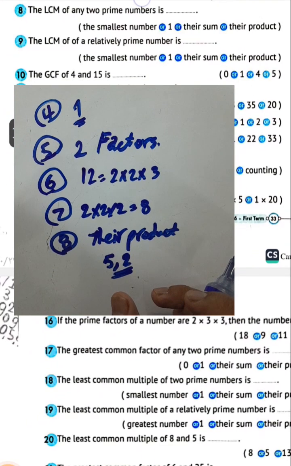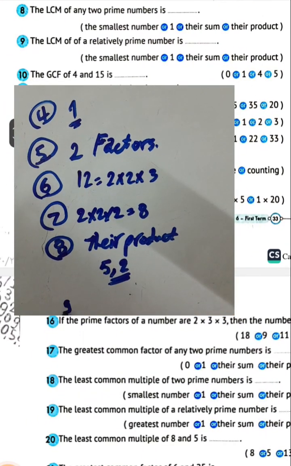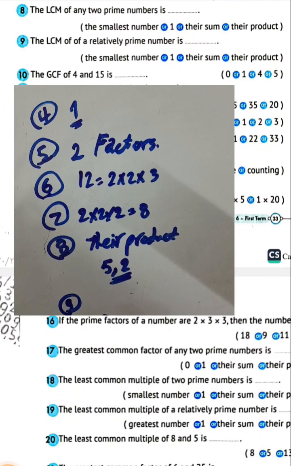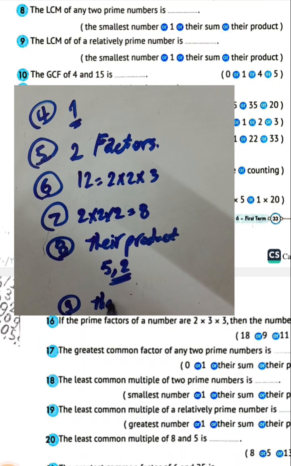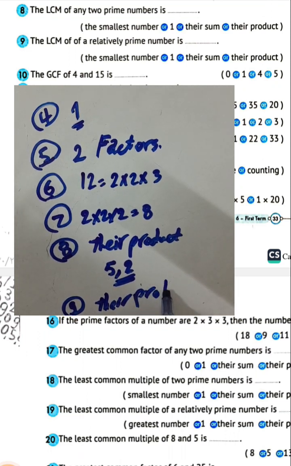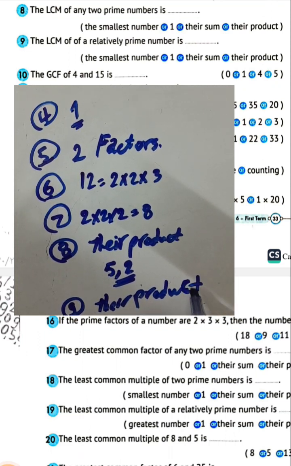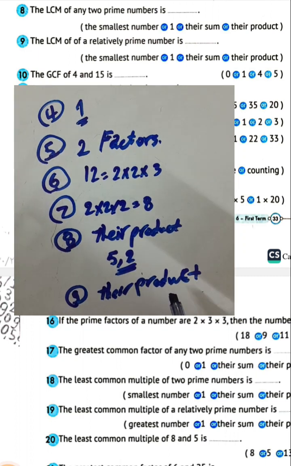Question number 9. The least common multiple of relatively prime numbers is what? Their product. What about relatively prime numbers? Do you know relatively prime numbers?